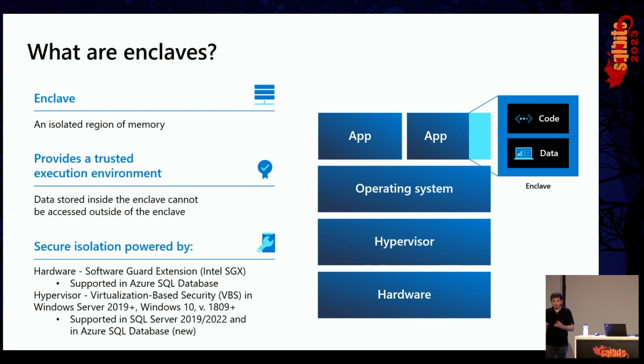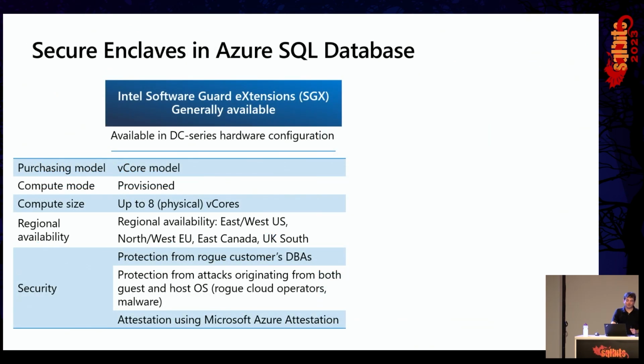Hypervisor in this scheme plays a key role. It basically rejects attempts to access the enclave's memory, right? And we use that technology. We've been using it since enclaves shipped in SQL Server 2019. And now the new thing is that we also support VBS enclaves in Azure SQL database. But I'll start with what we did in Azure SQL database about 2 years ago.